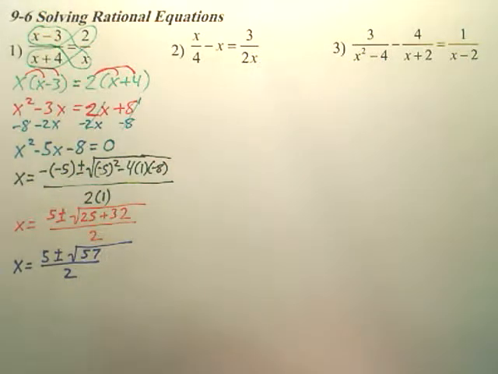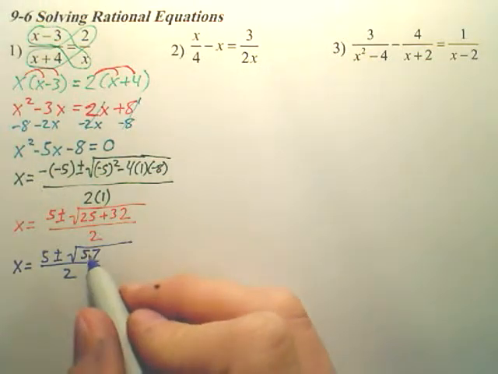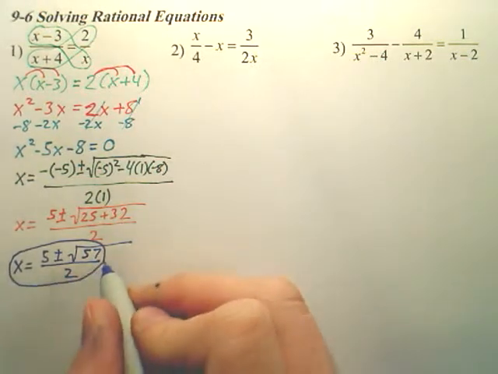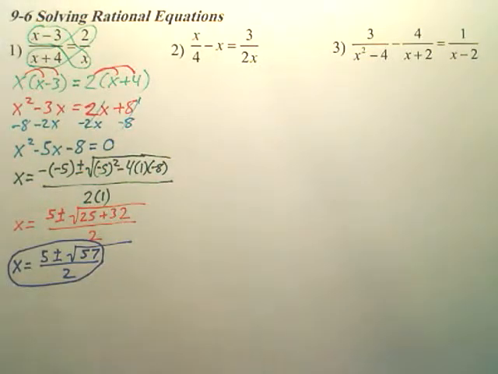Now, 57, I believe that's prime. I don't think you can simplify 57, so let's just leave it as that. Those are your two answers: 5 plus the square root of 57 over 2, 5 minus the square root of 57 over 2.